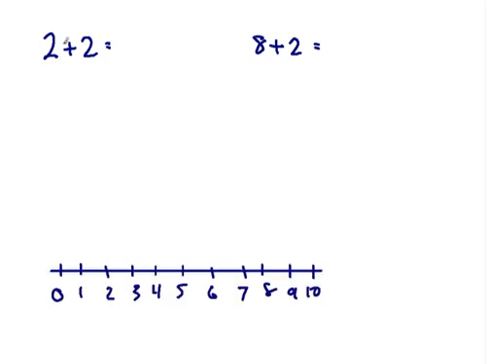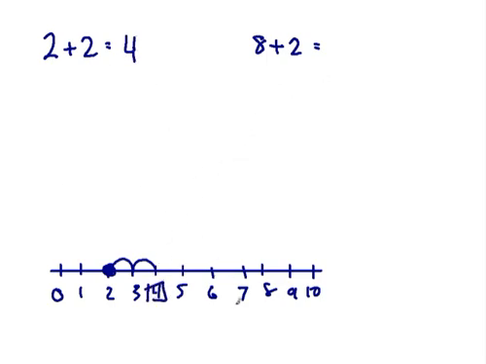So let's try some examples with a number line. Let's do 2 plus 2 and 8 plus 2. So let's draw a number line. In this case you start with 2, right? So you start with 2, and then you jump 2 spots, remember? So you go 1, 2. So you got 4. So 2 plus 2 equals 4.